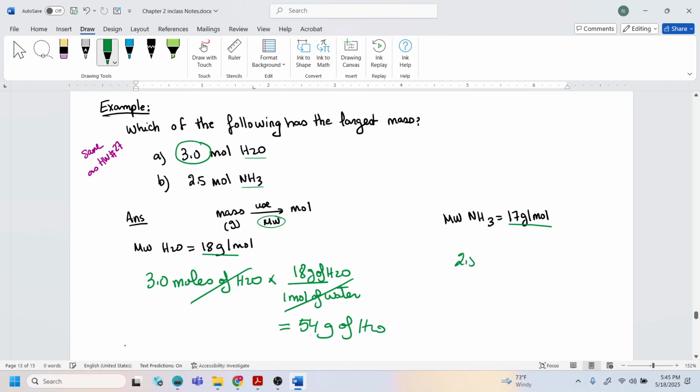We're starting with 2.5 moles of ammonia. And we're going to change this into grams. So for every 17 grams of ammonia, that is equivalent to 1 mole of ammonia. So take the mole out, and that is 42.5 grams of ammonia in there.